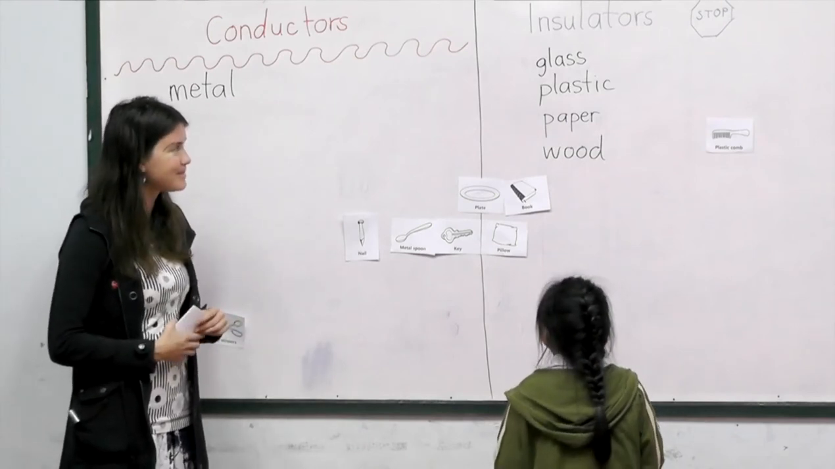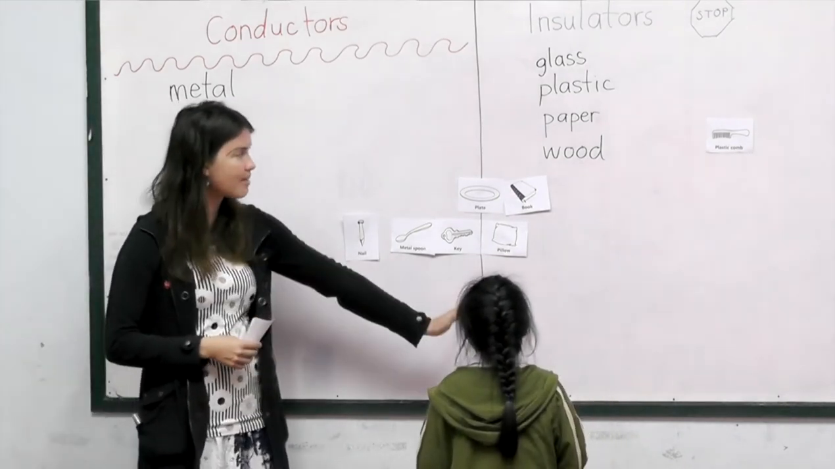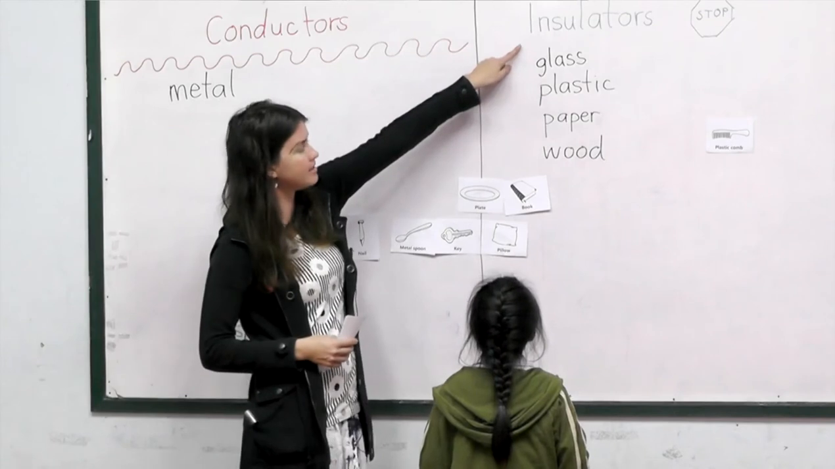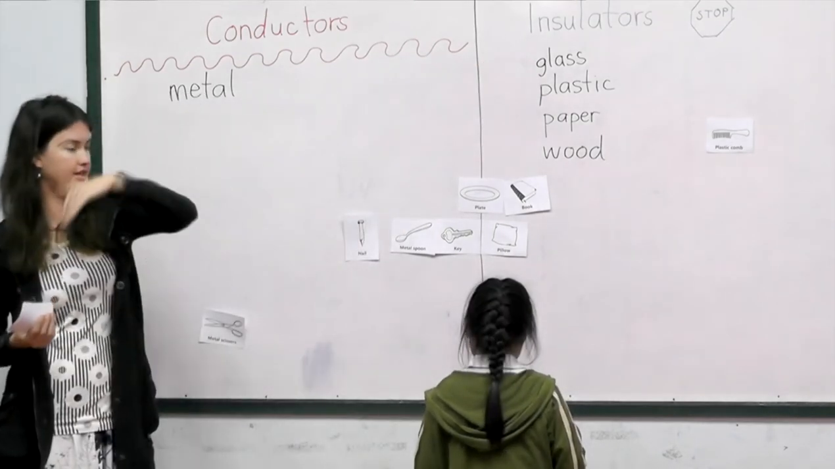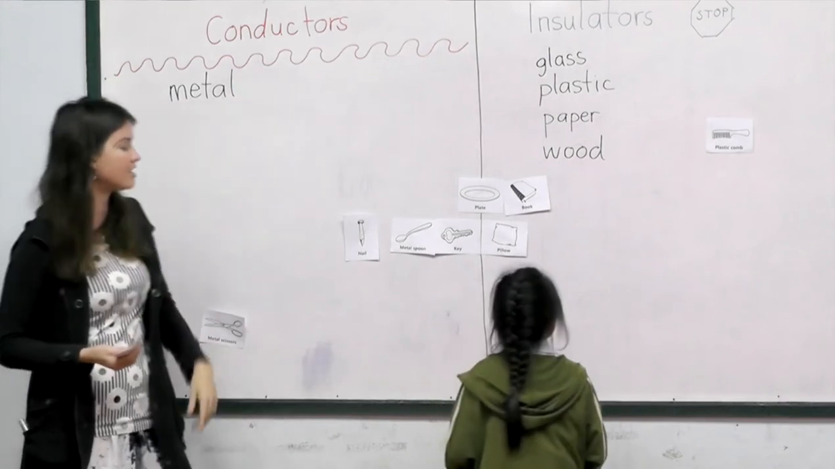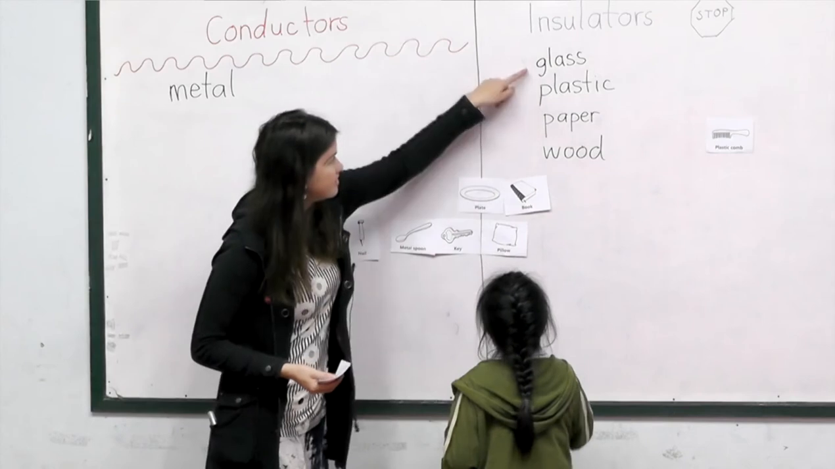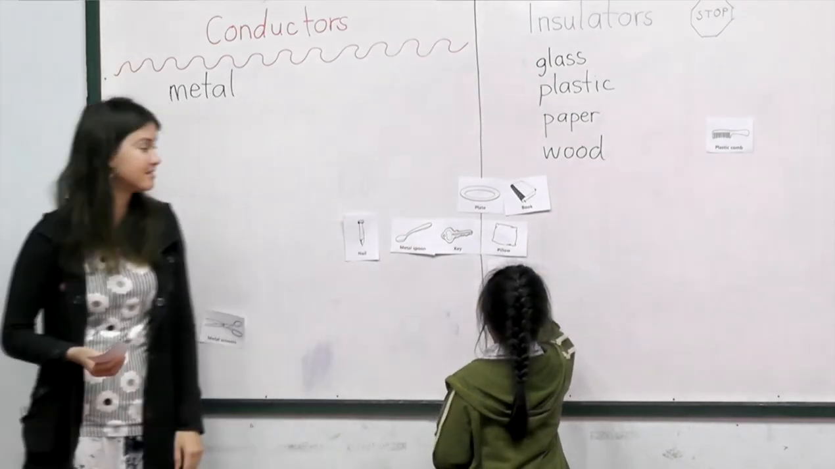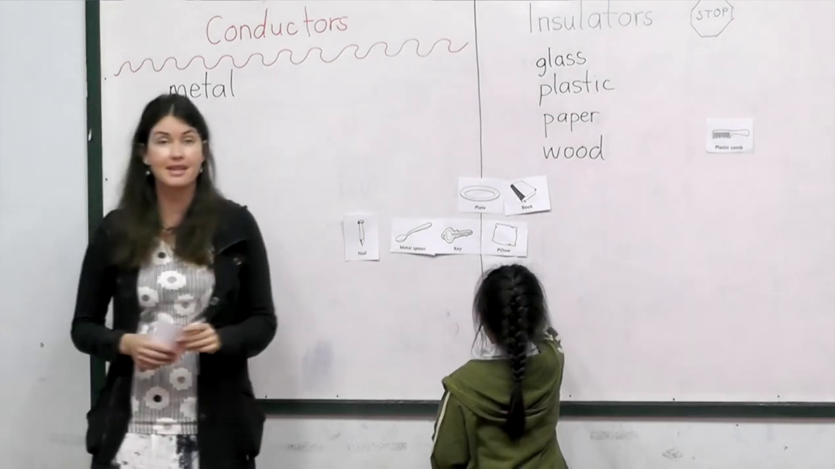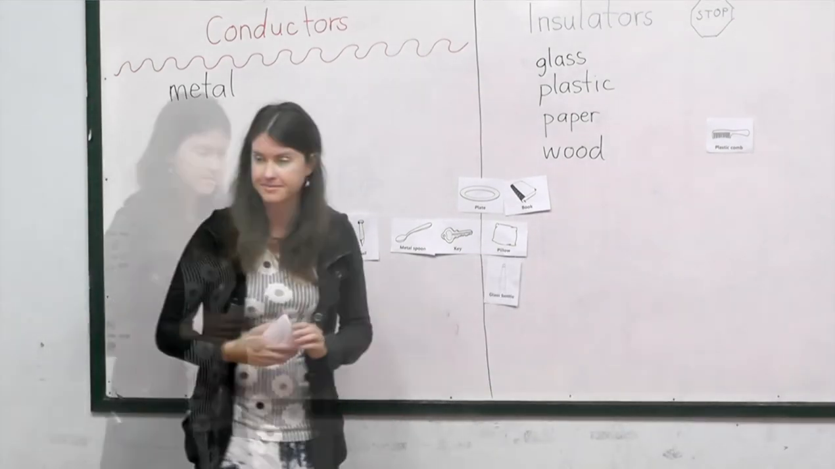What do you think? Is it going to stop that electricity and be an insulator, or is it going to let that electricity move and be a conductor? What's this bottle made of? Glass. Yeah, it's probably going to be an insulator. It's probably going to stop that electricity from moving. Very nice.